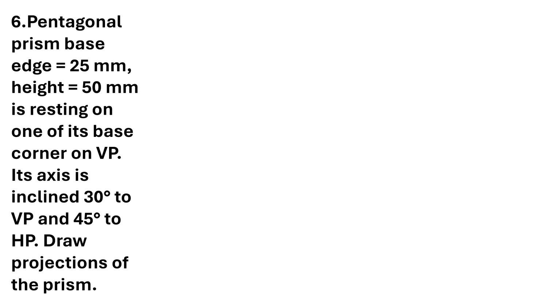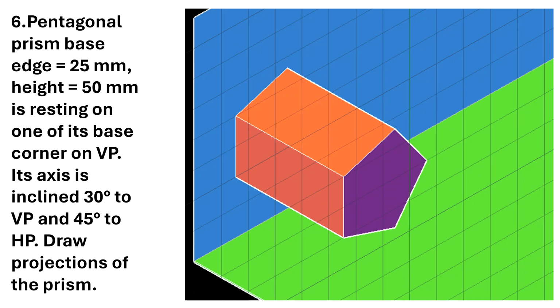Now if you see the position of the solid, initially the base corner is resting on VP. So I can keep the solid in this fashion, in the simple position, because the base corner is resting on the VP. This is the vertical plane. So on this the base corner is resting. Whichever edge or corner is resting on a particular plane, we will try to keep at the right side so that it will be easy for making the angle.